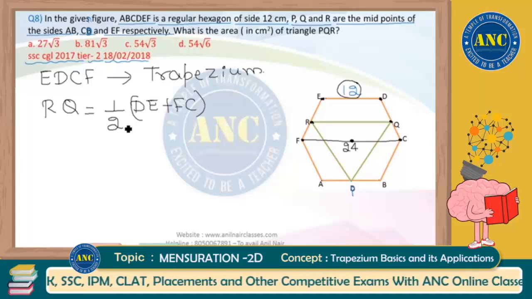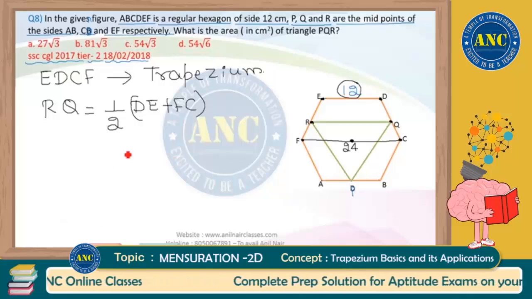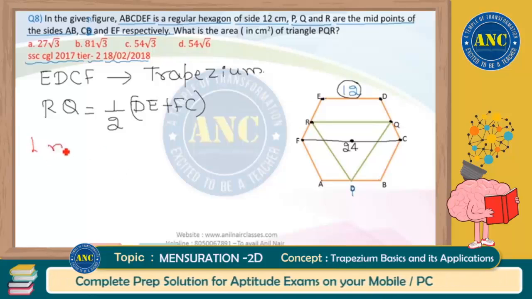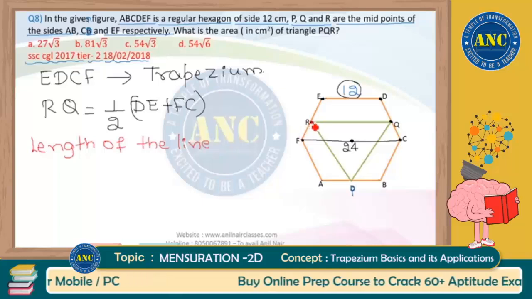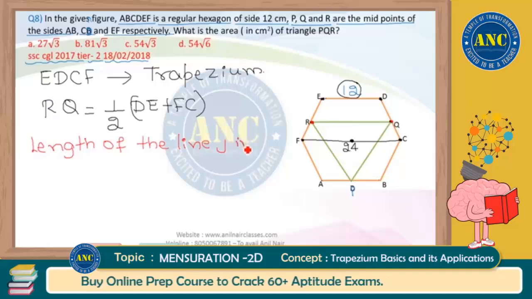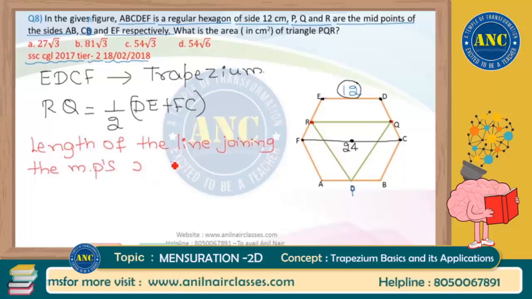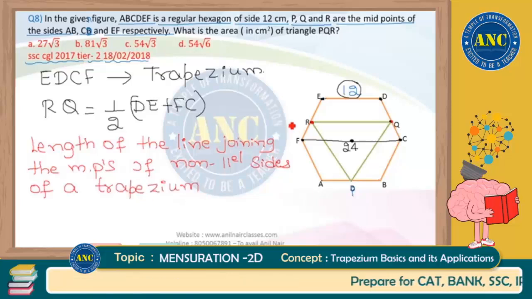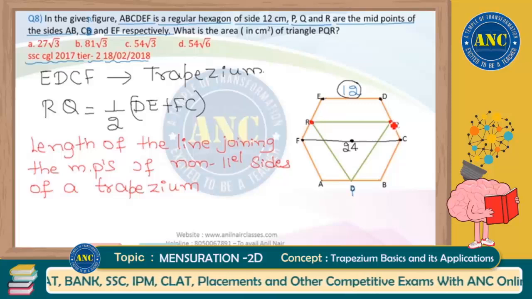Sir, what is that? You just now wrote it. We have discussed all these things in our regular hexagon concept. The very important key point we discussed is the length of the line, the line I am taking right now is RQ. The length of the line joining the midpoints of non-parallel sides of a trapezium. EF and CD are non-parallel sides. The midpoints of EF and CD are R and Q respectively.